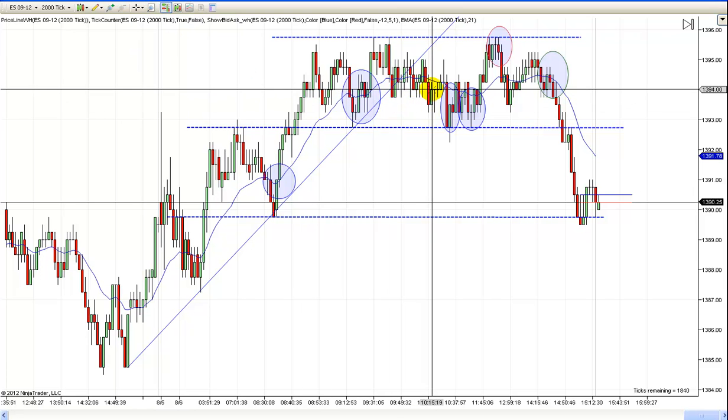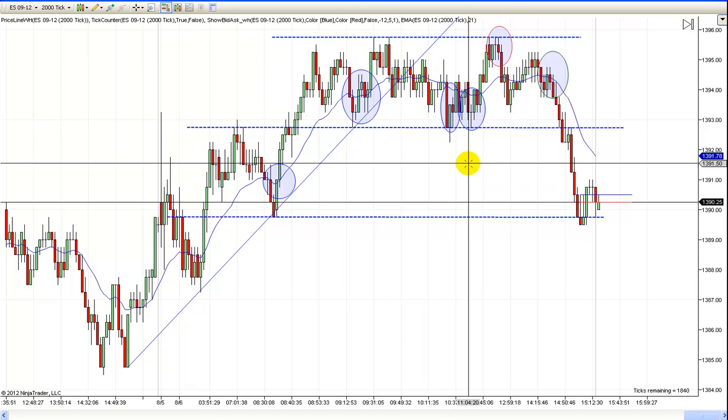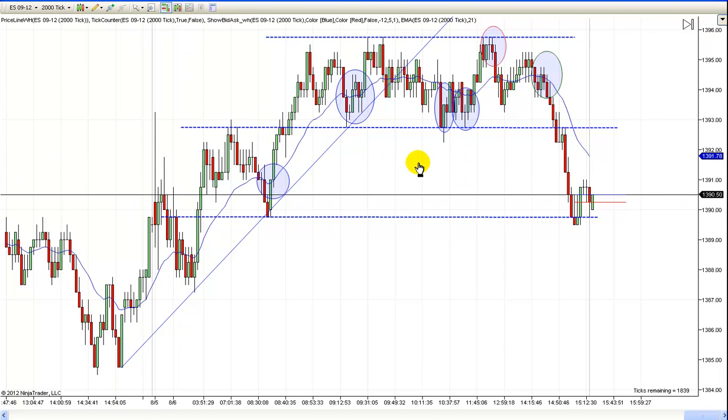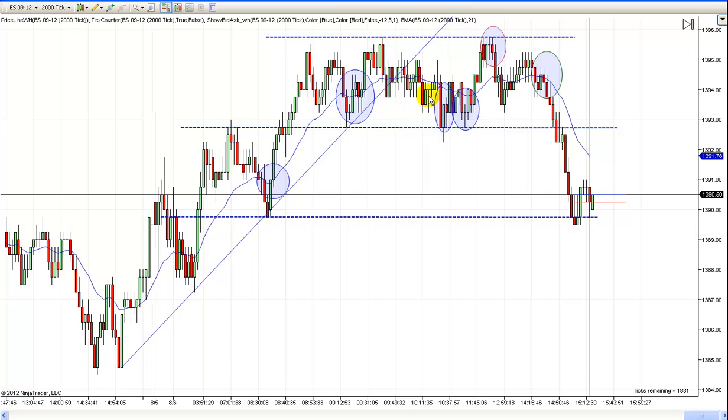I didn't like it, didn't take it, so I didn't mark it. But 25 now, so you would have got trapped right there. That's just not a good long. There are just too many overlapping bars, and there's no real sense of urgency to come out of that one. Even once we went lower twice, there was still no sense of urgency to climb out of that.